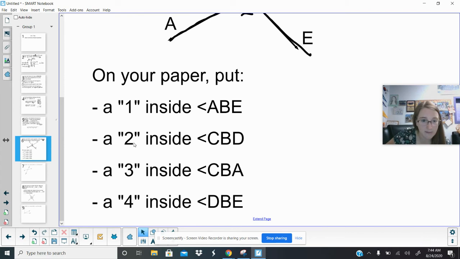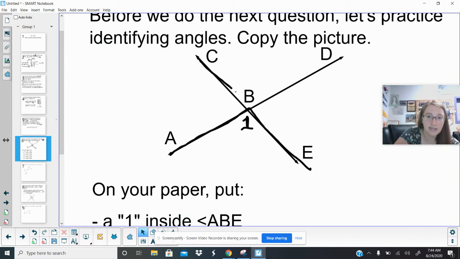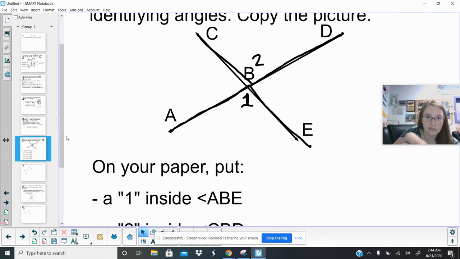Okay, so hopefully you had time for that. So we're going to follow with our pencils, C to B to D. C to B to D. You should have put the 2 right there. Now we have C to B to A. That should be C to B to A. That's the 3. And therefore the last one has to be a 4. But again, that's D to B to E or E to B to D.